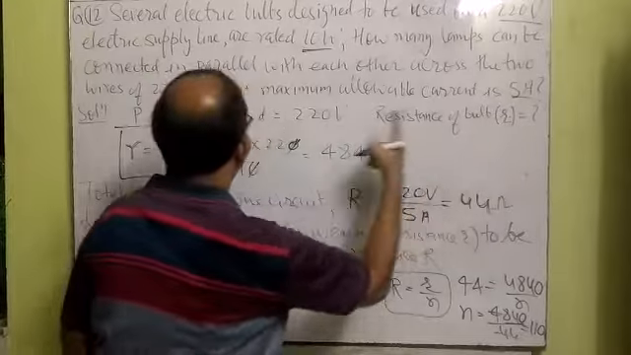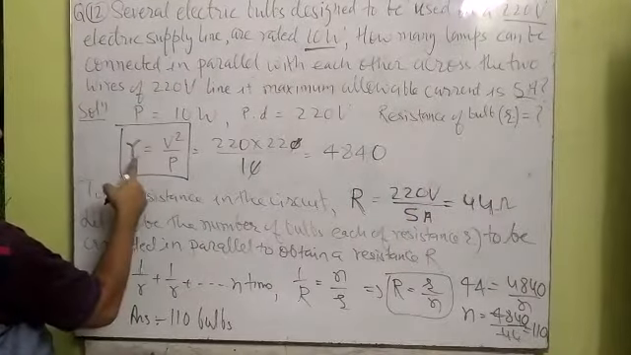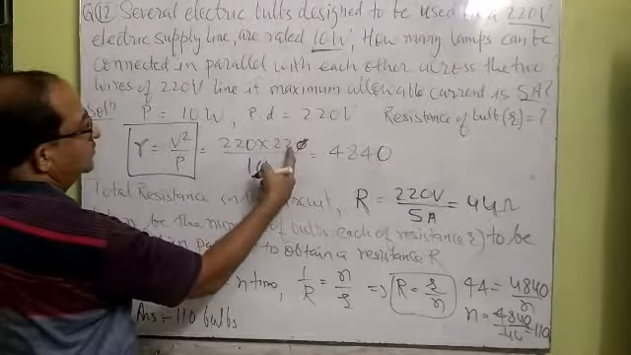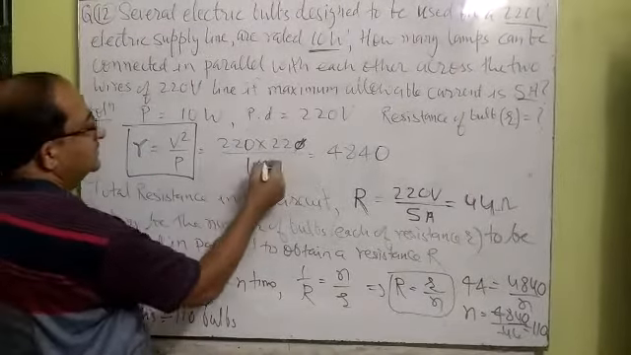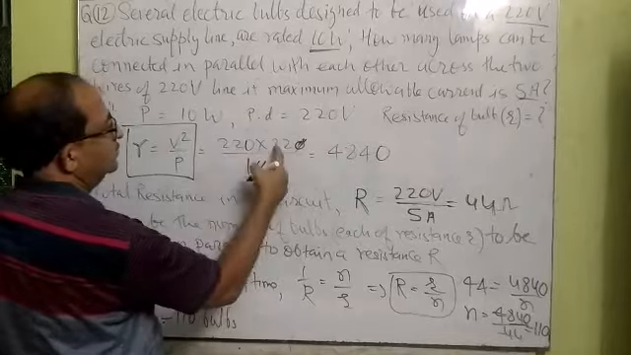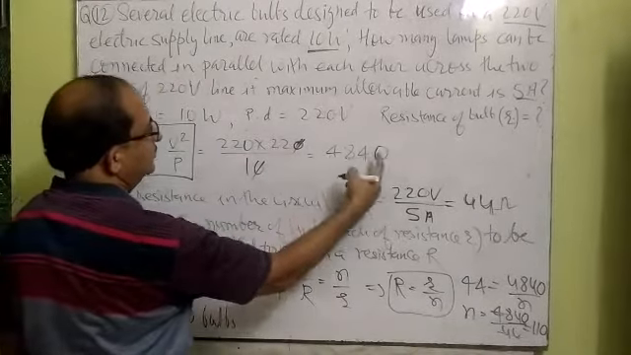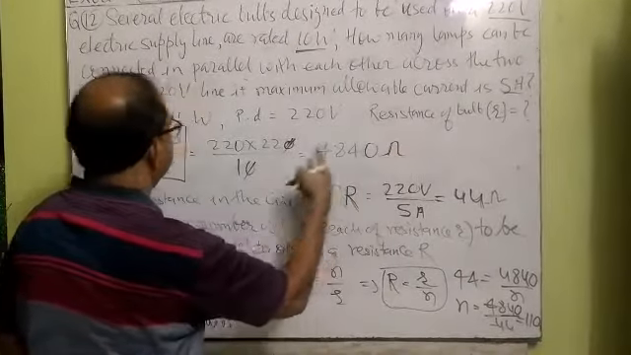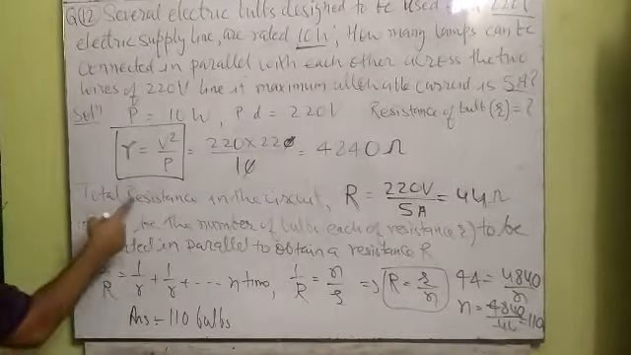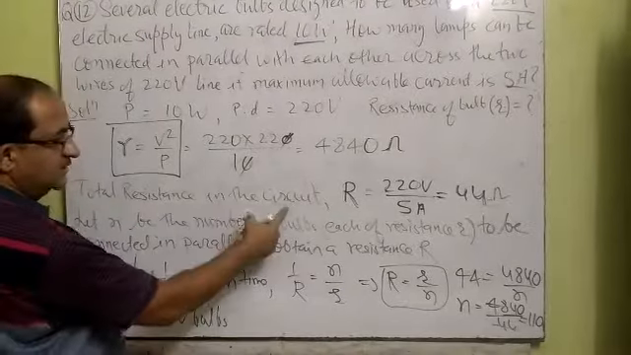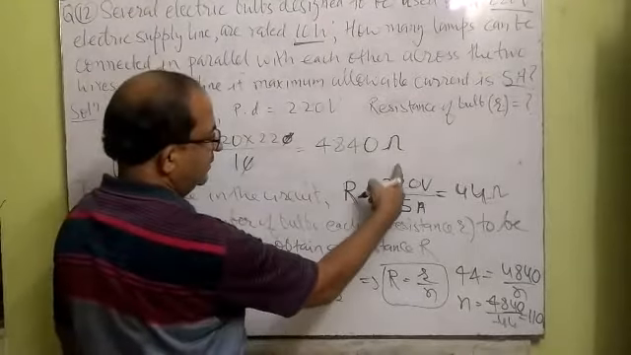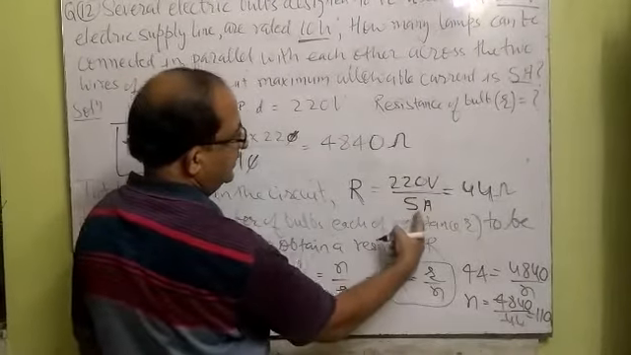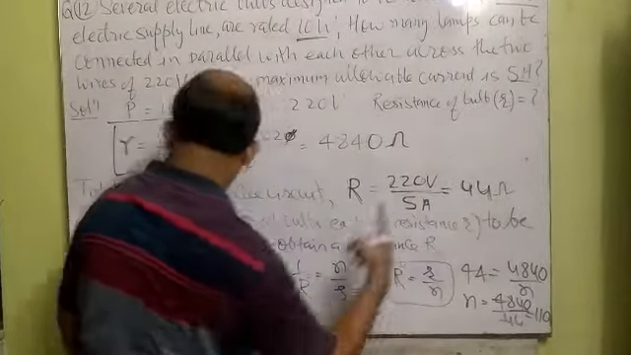Suppose it is small r, so the value of small r can be calculated by the formula V square by P, where V is 220, so 220 times 220 upon power, which is 10. One zero is cancelled, so 220 times 22 is 484, and the zero means 4840 ohm is the resistance of each bulb. Now the total resistance in the circuit can be found by total voltage divided by current flow in the line. So 220 upon 5, it is 44 ohm.